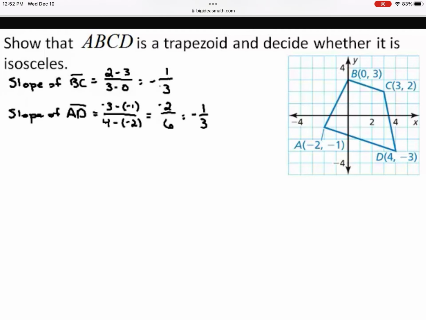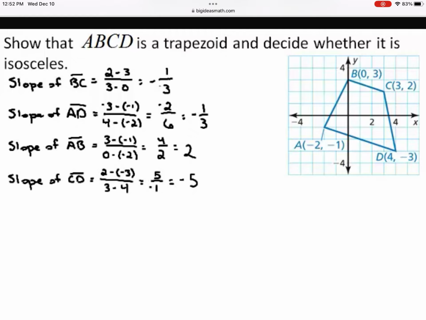And the slope of line segment AD equals (negative 3 minus negative 1) divided by (4 minus negative 2), which equals negative 2/6, which equals negative 1/3. And the slope of line segment AB equals (3 minus negative 1) divided by (0 minus negative 2), which equals 4/2, which equals 2. And the slope of line segment CD equals (2 minus negative 3) divided by (3 minus 4), which equals 5 divided by negative 1, which equals negative 5.